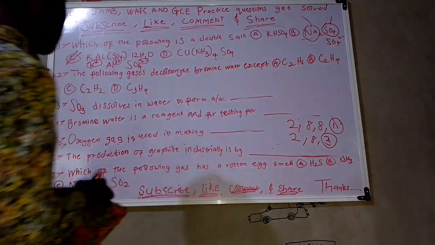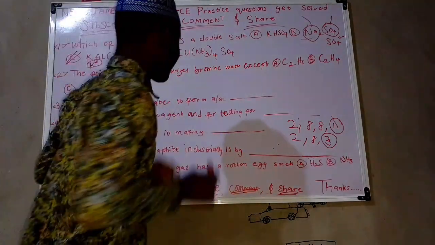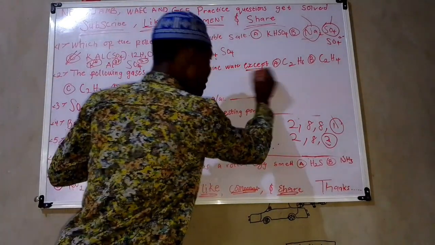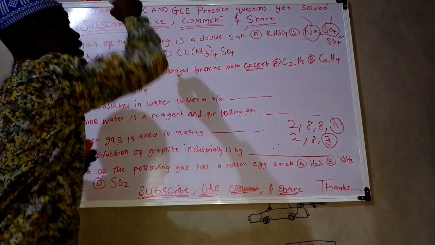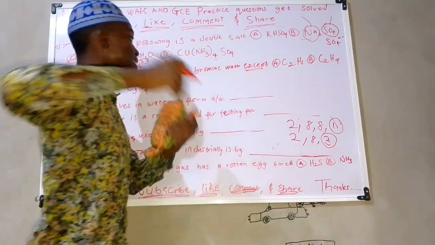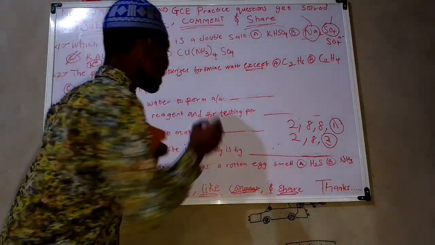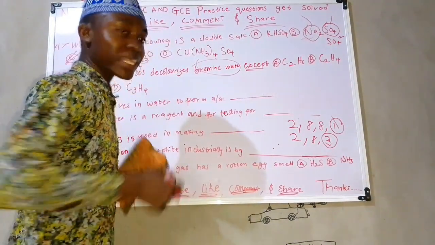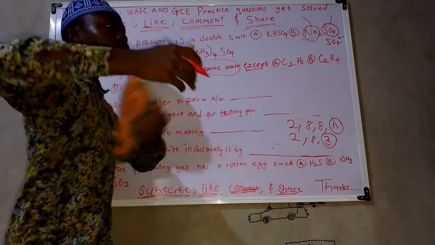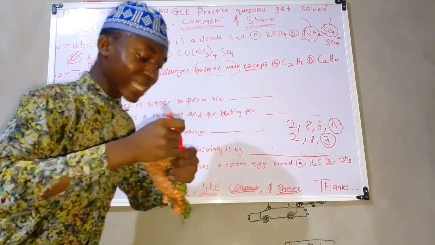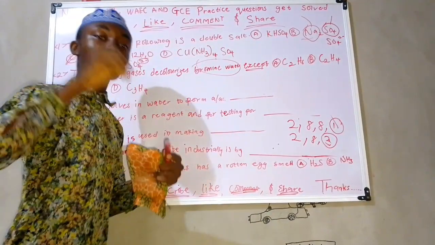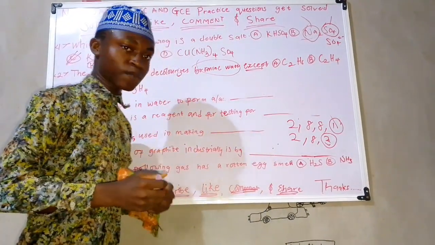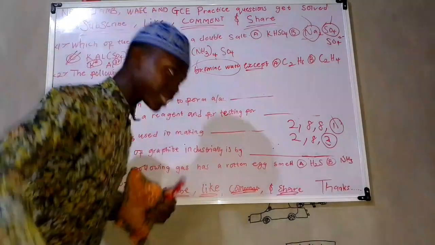So moving on to the next practice question, we have: the following gases decolourizes bromine water except. Now the usage of bromine water is for identifying organic compounds, okay? That's the usage of bromine water. Now to decolourize bromine water, that particular substance or compound must be unsaturated, okay? It must be unsaturated.